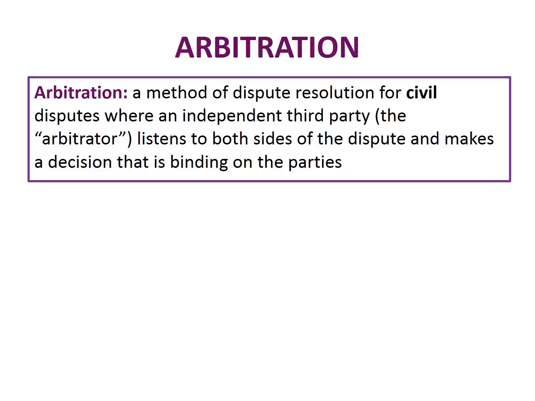The third dispute resolution method that we're looking at is arbitration. Arbitration is a method of dispute resolution for civil disputes where an independent third party, called the arbitrator, listens to both sides of the dispute and makes a decision that is binding on the parties. Look down the left-hand side of your vocabulary sheets, find the term arbitration and write this definition in there. There are 4 points to note about arbitration.